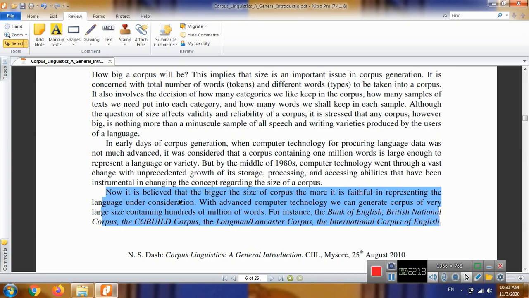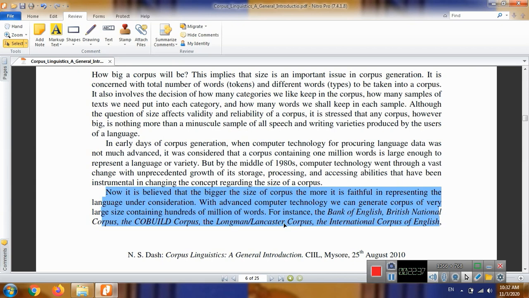Now, it is believed that the bigger the size of corpus, the more it is faithful in representing the language under consideration. With advanced computer technology, we can generate corpus of very large size containing hundreds of millions of words.